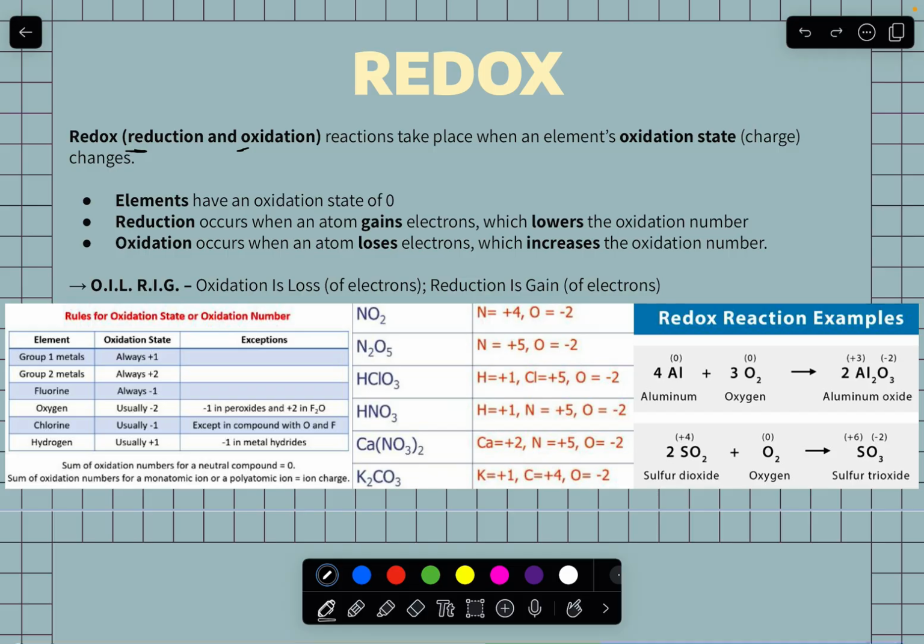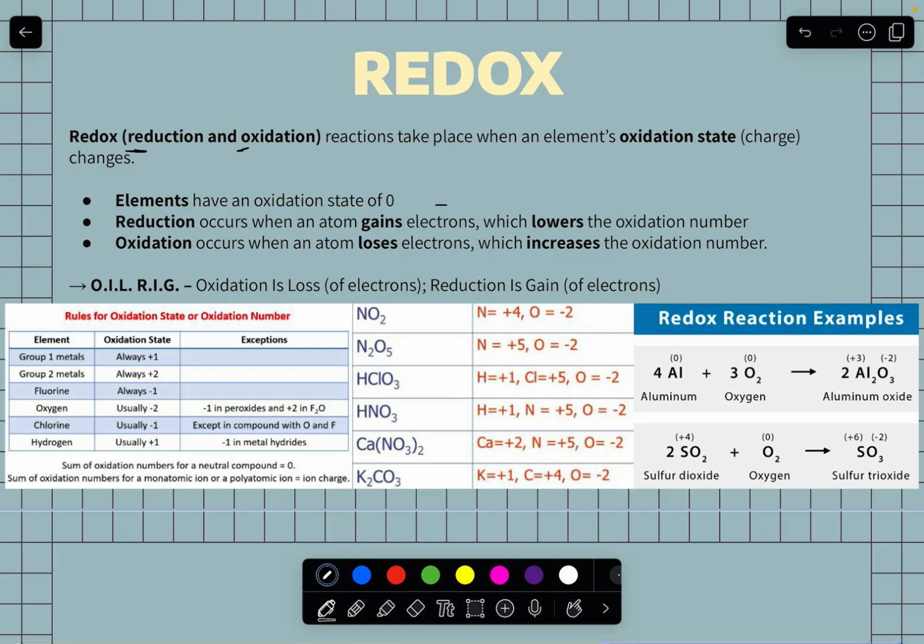So elements have a charge of 0, an oxidation state of 0. If I just have aluminum metal, it has a charge of 0. Hydrogen gas has a charge of 0. Remember, diatomics will have a charge of 0 as well. For reduction, this is when elements gain electrons. When you gain electrons, remember electrons are negative, so it's going to decrease the oxidation number, make it more negative.